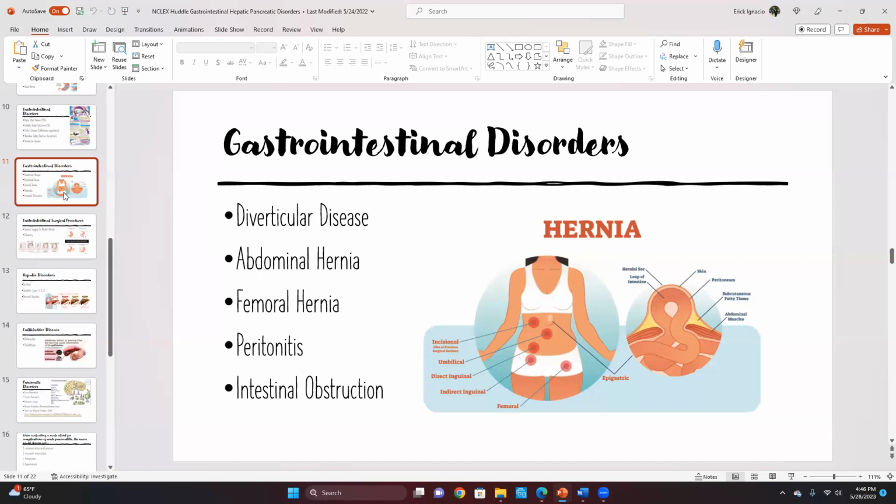Now, the thing with this is we don't want to remove all the fluid at once because that can send the patient into shock, because sometimes there could be as much as 4 to 6 liters of fluid. So we want to do it very slowly. So they may have a drainage tube that is connected to them.